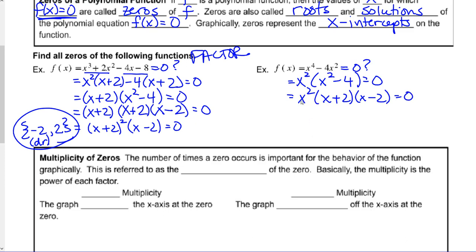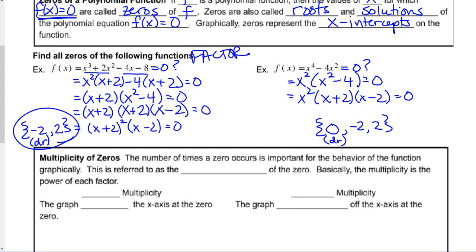Now, I can't do anything more with this square term. Each one of these has a power of 1, so we're done factoring. So I need to go down the line and now say, okay, what makes those 0? What makes this guy 0? Don't make it too hard. It is 0, and because I have a power of 2, that one is a double root. It occurs twice. And then this one would be -2, and this guy here would be +2. So 0, -2, and +2 are the zeros for that function.